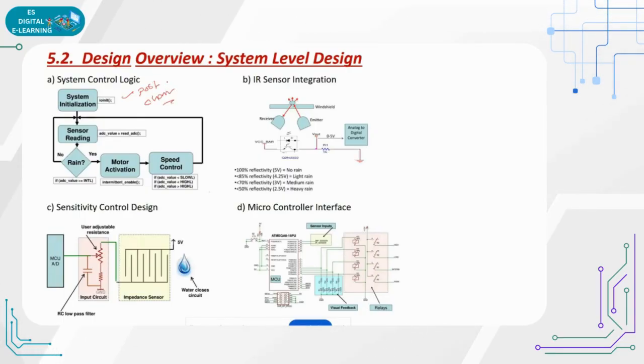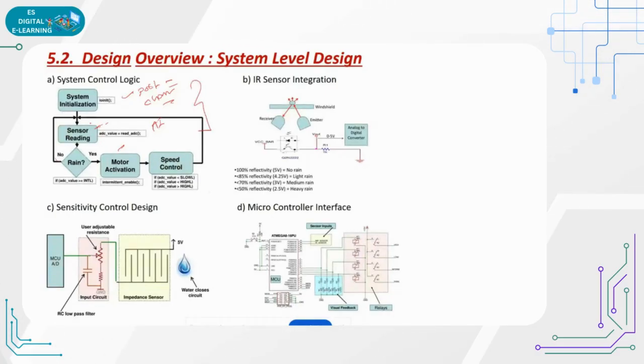What is your channel input doing? It will read the sensor, which is the ADC value, an analog input. It is reading the information. If rain is detected, what will happen? You need to activate the motor. If no rain is detected, just stop the motor. Like that, the program will be done from the high level design.